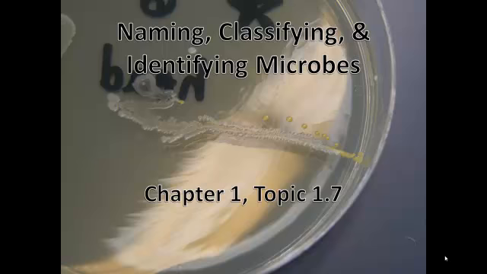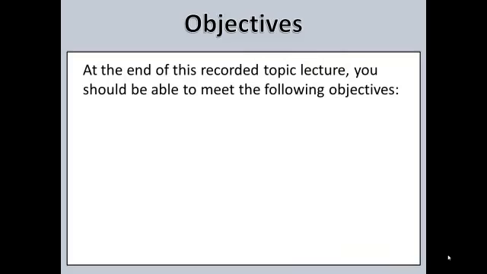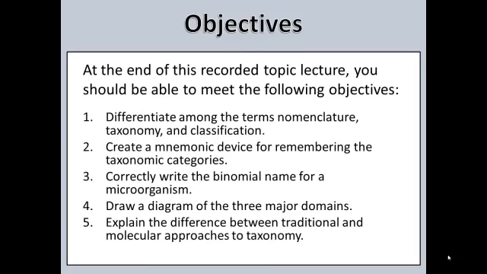Chapter 1, Topic 1.7, Naming, Classifying, and Identifying Microbes. At the end of the lectures for this topic, you should be able to meet the following objectives. Differentiate between the terms nomenclature, taxonomy, and classification.